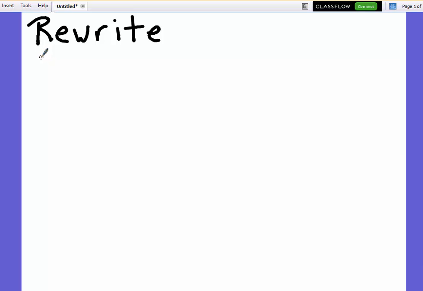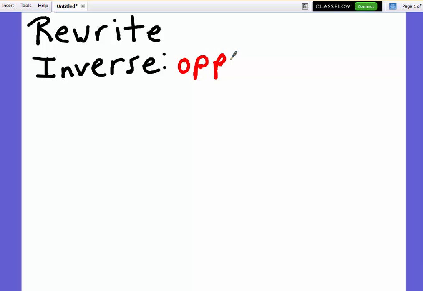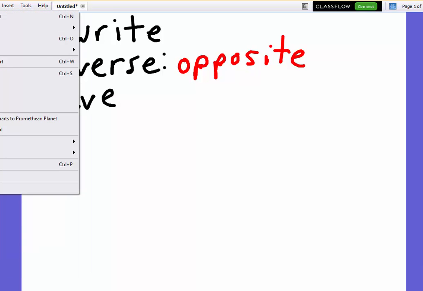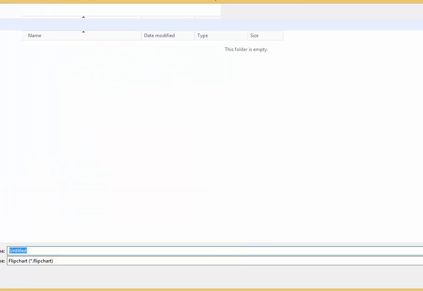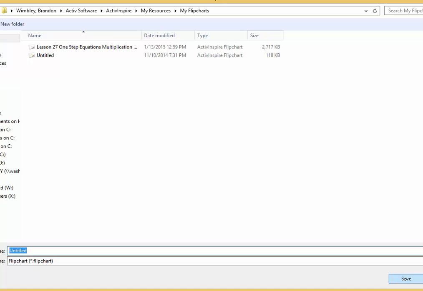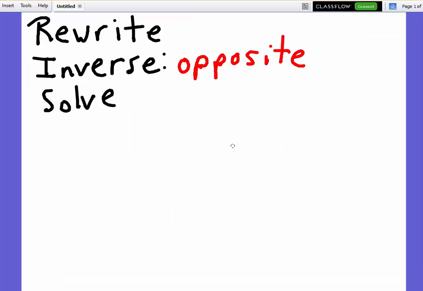Then we're going to perform the inverse. Inverse meaning opposite. So I will change that color because that's going to be the main focus, is inverse and what does it mean. And then our last step is we solve. So I'm going to leave that part up at the top, and then we're going to just keep focusing on it over and over again. So let's start with an addition problem.